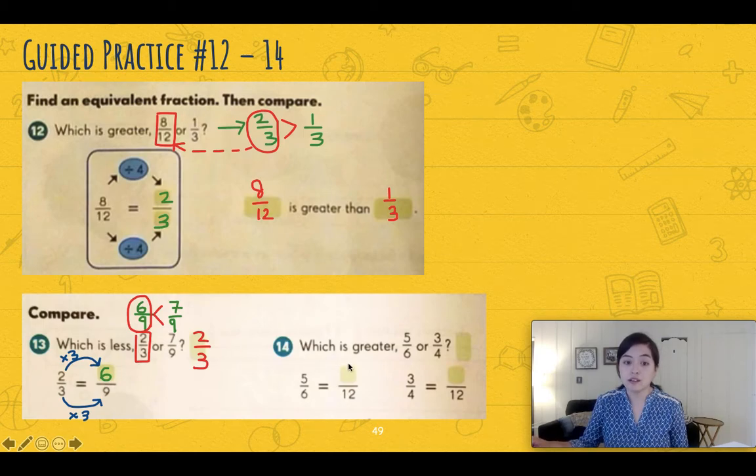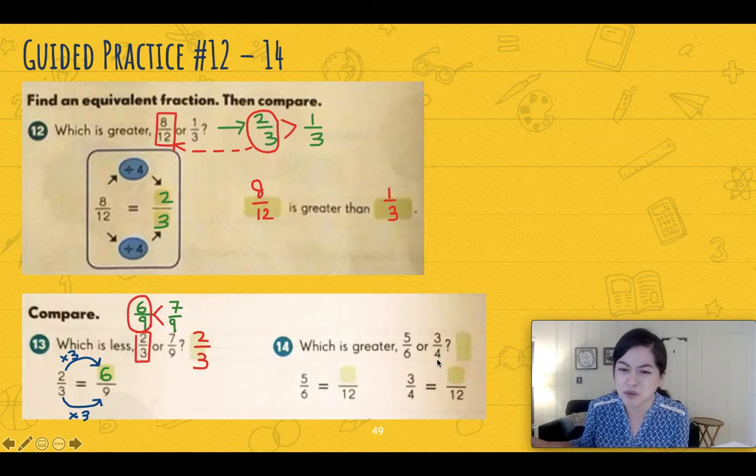Let's try 14. Which is greater, 5/6 or 3/4? Well, I'm going to change. Can I change 6 into a 4? Like 6 times a number, 6 divided by a number, can it become a 4? No. What about this? Can I change a 4 into a 6? 4 times a number gets you 6, or 4 divided by a number gets you 6? No. So what I'm going to do is I have to think of another number where I can find the same denominator where it's equivalent, okay?